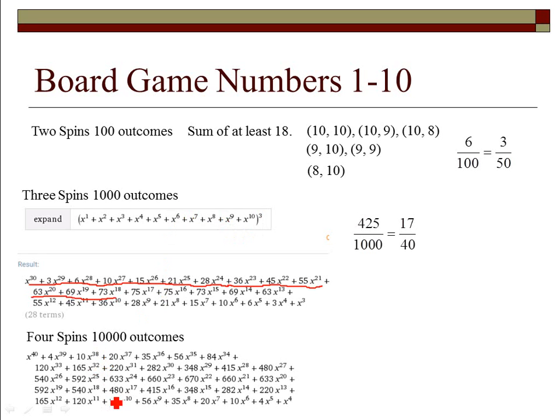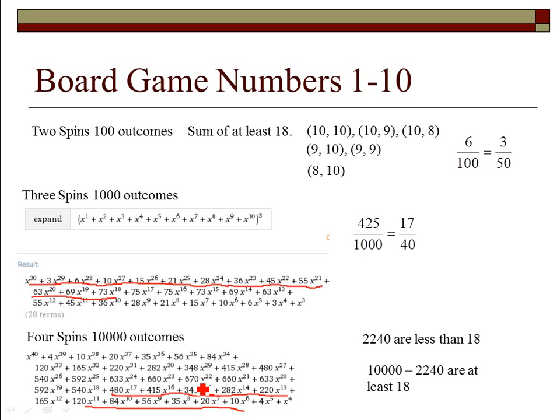So I'm looking for the ones that fail. These are all the ones that are not at least 18. So going down all the way across all these. And if I add them up, I can't write underneath that part. If I added up all those, all the numbers that are less than 18, there was 2,240 that were less than 18. Therefore, if I take 10,000 minus 2,240, then that will tell me the ones that are at least 18. And that makes there's 7,760 that are at least 18, or 0.776.